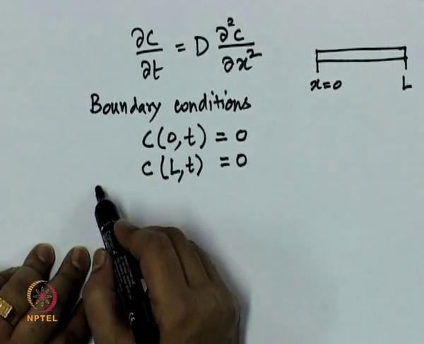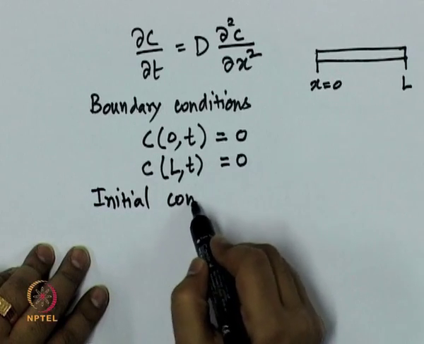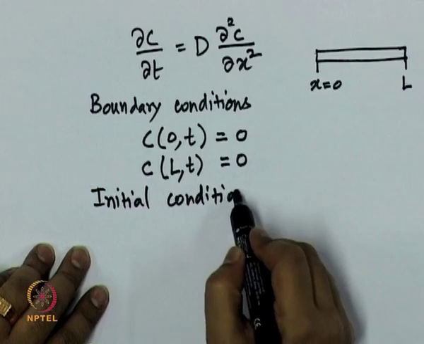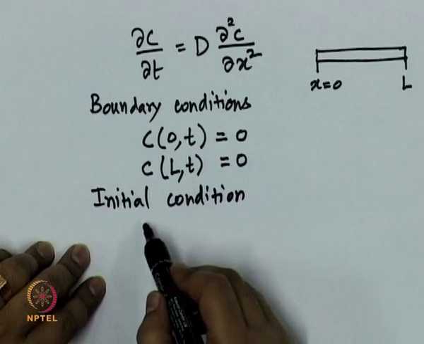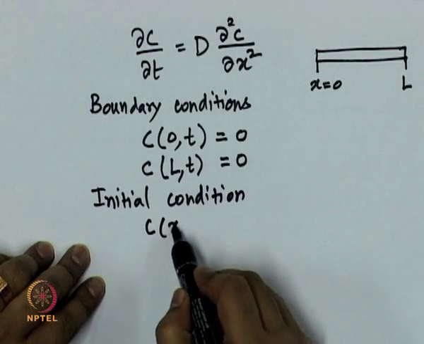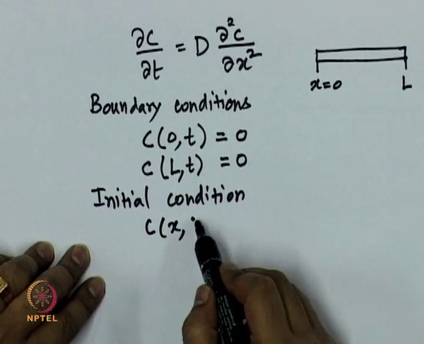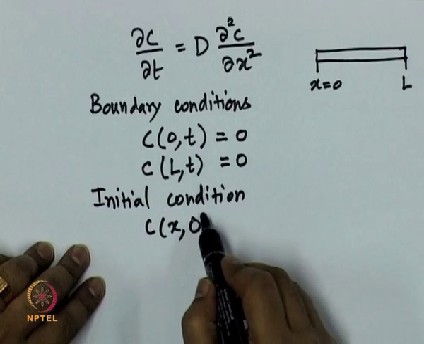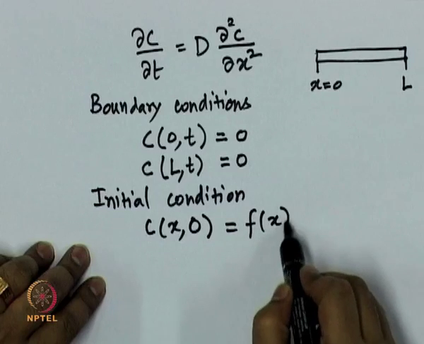The other condition is known as the initial condition, and the initial condition is to give for some time, for all positions, c for all x at some time, and that is typically t equal to 0, that is why it is called the initial condition, and I am going to assume that this is some function.